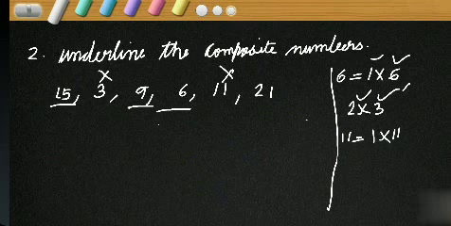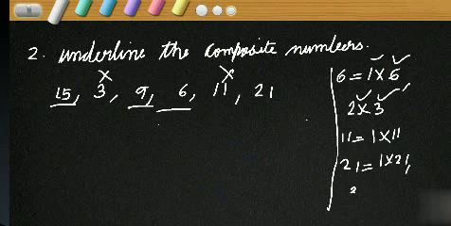Okay, now next consider the coming number 21. What about 21? How many factors are there for 21? 21 can be written as 1 into 21. That's okay. Then what about the other factors of 21? Is 21 in 2's table? No. 3's table? Yes. 3 7s are 21. This much only.